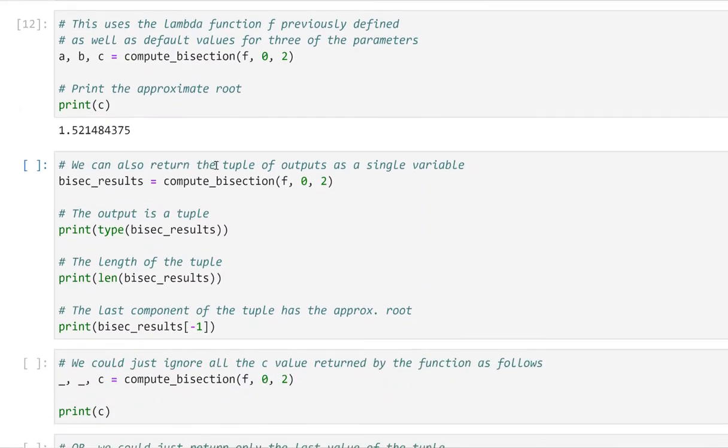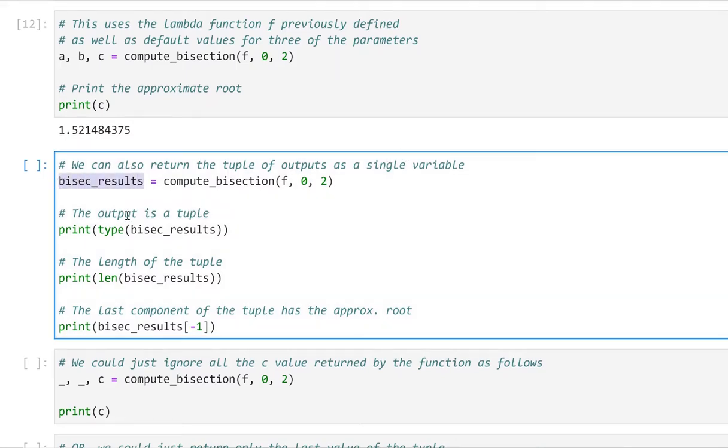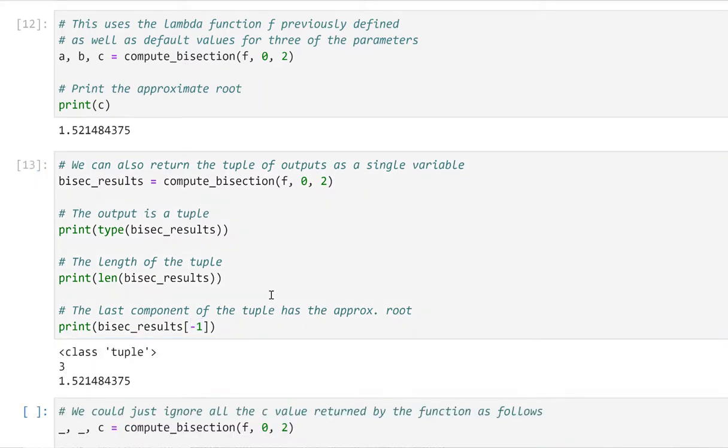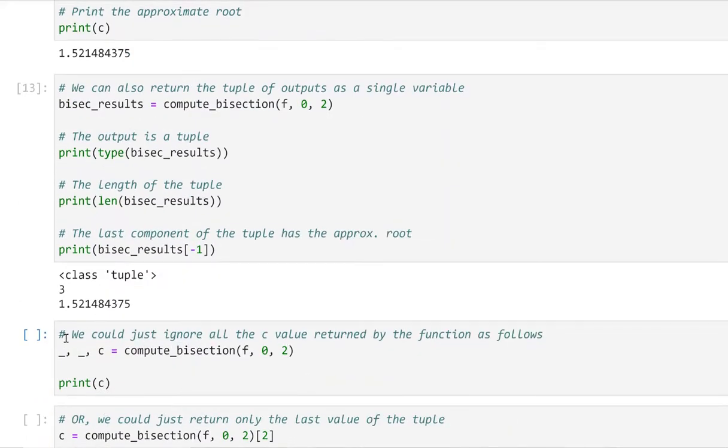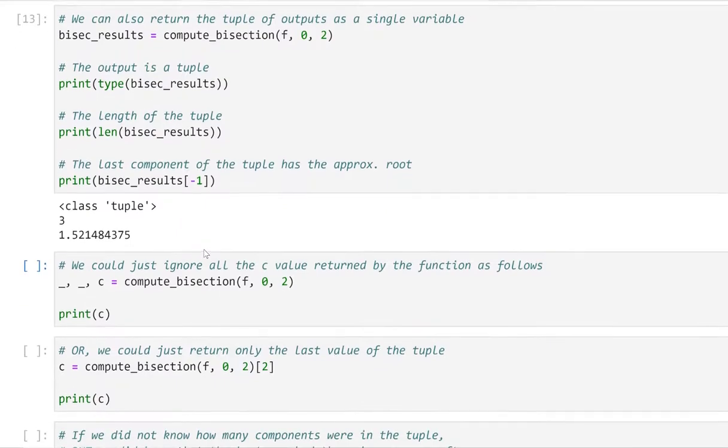We can also return the tuple of outputs as a single variable. So I'm showing you this. I'm going to say the bisection results, the output of that function is here. I'm going to show you the type of the output, the length of the tuple, and then the last component, where I just use the -1 indexing to grab the last component because that's the root. So that's a tuple that's returned from this function. It has 3 elements in the tuple, and the last element is our root. And I can index that also with a 2, for instance, because Python indexing starts at 0.